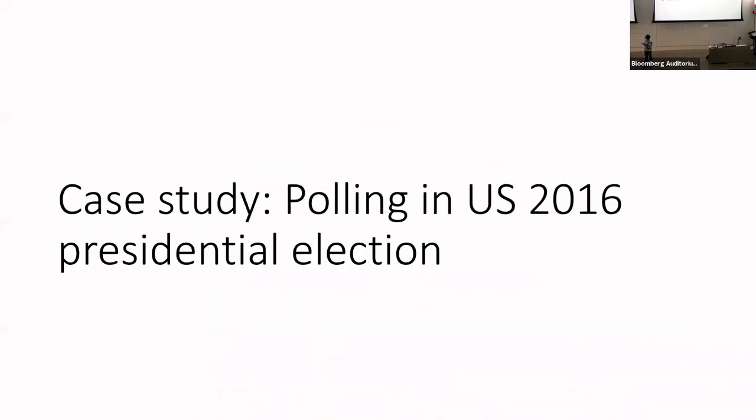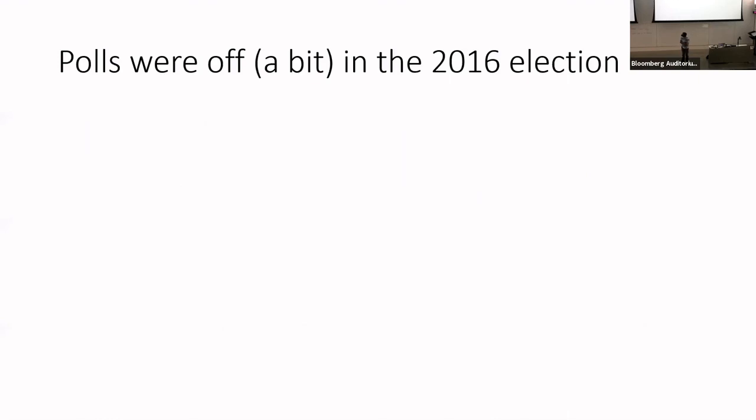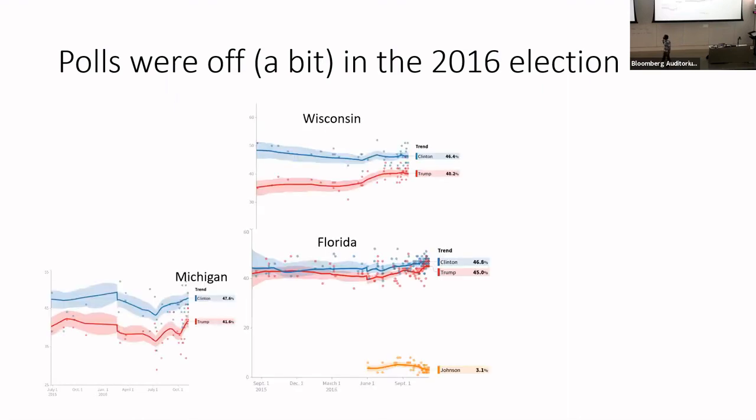So, okay, let's walk through a little bit, and the homework is going to have a lot more of this. We'll post it by Friday, hopefully, which is polling in the US in the 2016 presidential election. So for those of you who don't know, polls were, at the national level, not terribly off, but at the statewide level, they were off a little bit in the 2016 election. So this is Michigan, Wisconsin, and Florida. Blue is Hillary Clinton. Red is Donald Trump.